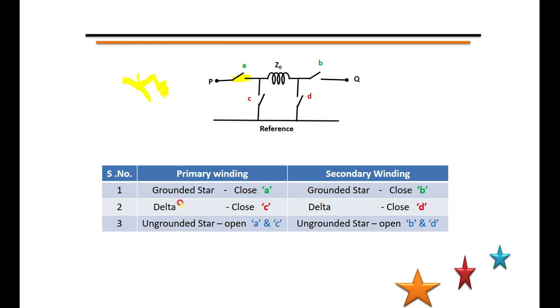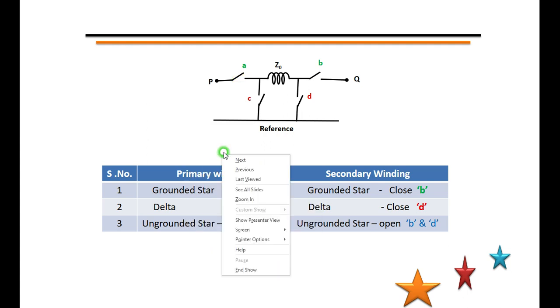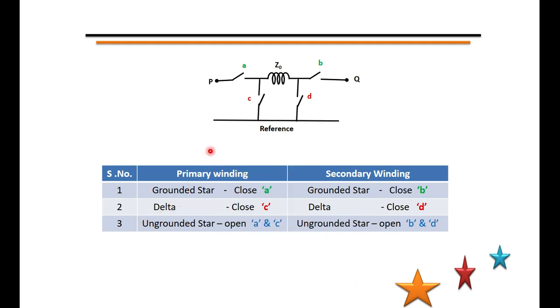Otherwise it is open. The same type of instruction you can see here. The second point: if the primary is star connected and grounded, you have to close A. And C is meant for the case where the primary is connected in delta; then you have to close C, and in that case A is kept open. Either A or C has to operate on the primary side.